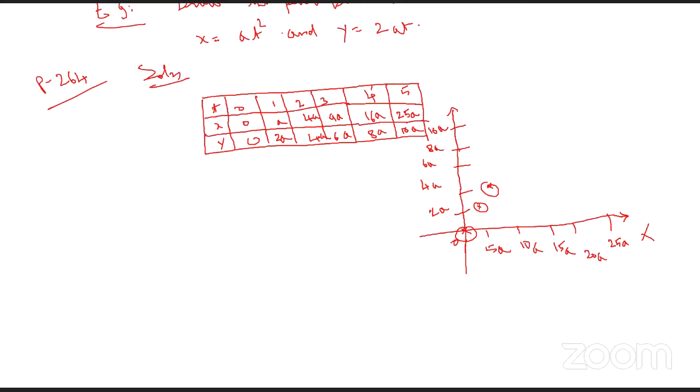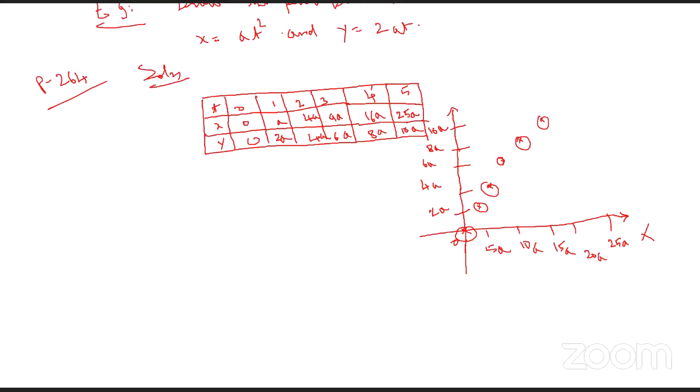Next, 9A, comma 6A, means this was 6A, just here. Next, 16A, comma 8A. Next, 25A, comma 10A.